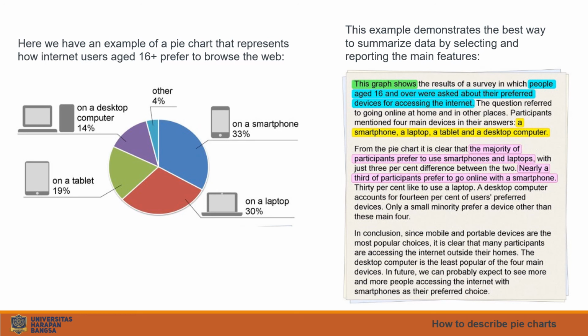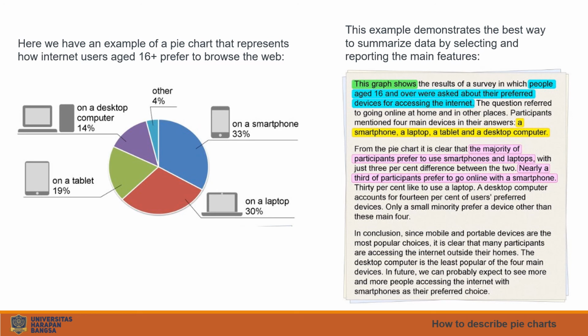Nearly a third of participants prefer to go online with a smartphone. 30% like to use a laptop. A desktop computer accounts for 14% of users' preferred devices. Only a small minority prefer a device other than these main four.